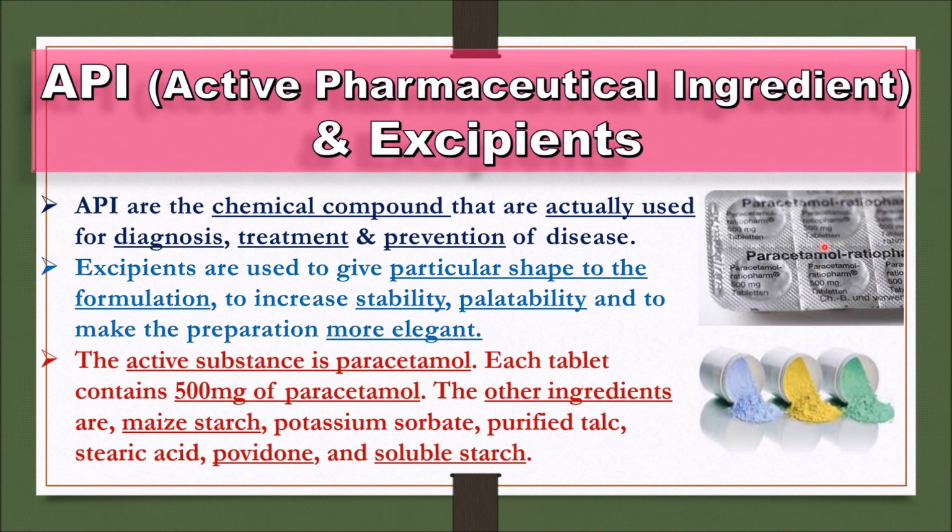If we take an example of the paracetamol tablet, the active ingredient, the one actually responsible for reducing the fever, is paracetamol itself. You have seen this kind of instruction: each tablet contains 500 mg of paracetamol. So this 500 mg of paracetamol is the active pharmaceutical ingredient, and the other ingredients you'll see are maize starch, potassium sorbate, purified talc, stearic acid, povidone and soluble starch. These are the excipients that are included in the formulation to give it a particular shape so that it can easily be taken.